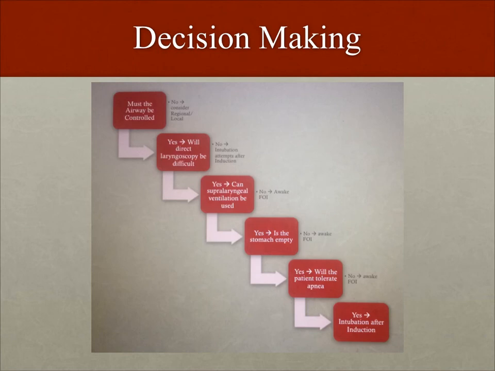When deciding on a plan for the management of your patient's airway, there are several questions that need answering. First, does the operation necessitate a controlled airway? If not, then you should consider regional anesthesia. If it does, then you have to ask yourself if a direct laryngoscopy will be difficult. No to this means you should be able to proceed with intubation attempts after the induction of anesthesia.